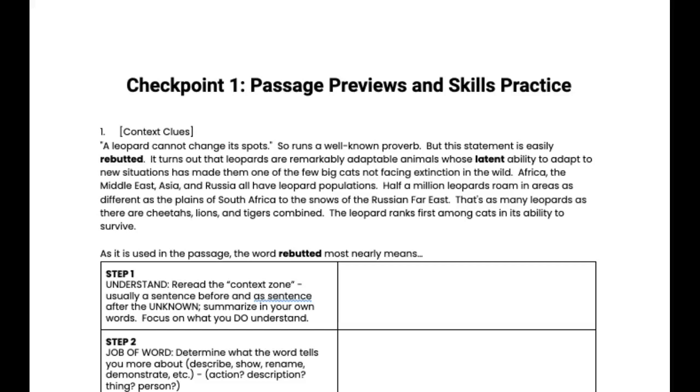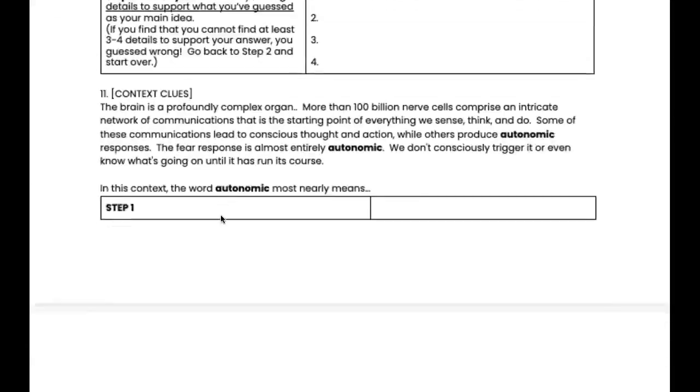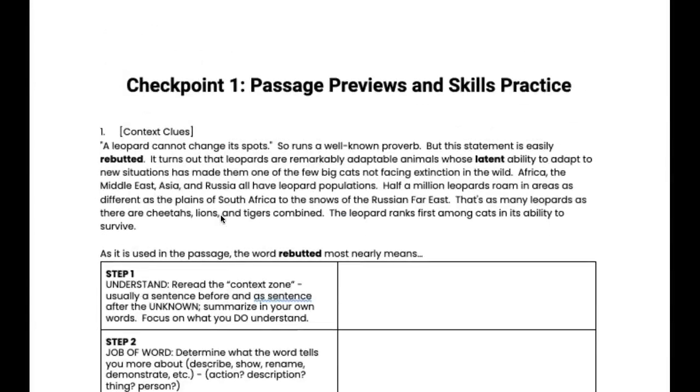Hey everyone, this video is going to walk you through how to complete the study guide for your first checkpoint, so checkpoint 1, and that checkpoint is over context clues and main idea. Now, this document is pretty long, so I do not expect you to complete all of this document, but I want you to complete at least 2 context clues processes and 2 main idea processes. This video is going to walk you through 1 context clues process and 1 main idea process, so it'll give you the answers for 1 of each, and then you're going to have to do 2 on your own. I don't mean 2 of each, I just mean 2 total.